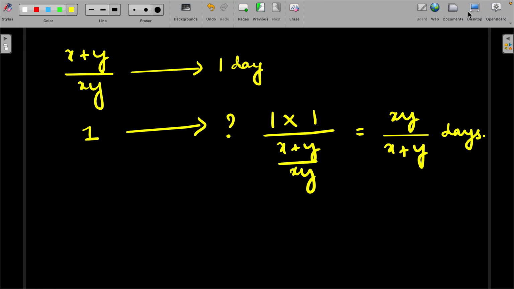So we need to be clear in these three concepts. The entire problems of time and work depend on these three concepts.